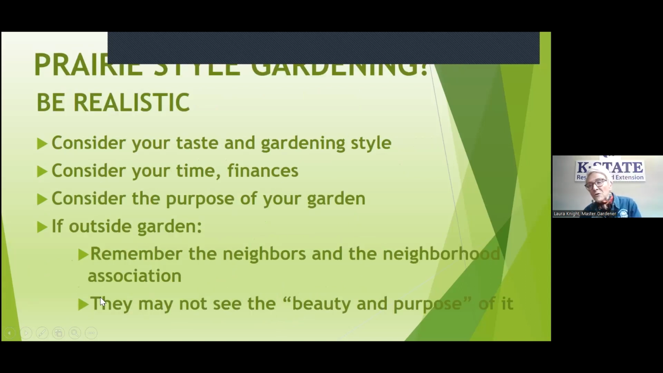But before you do a lot of buying and planting, consider your taste and your gardening style. What is the garden supposed to be for you? Consider your time, consider your finances. And if you want to plant outside, remember that horrible thing called the neighborhood association. People may not think it's beauty. People may report you to the HOA.